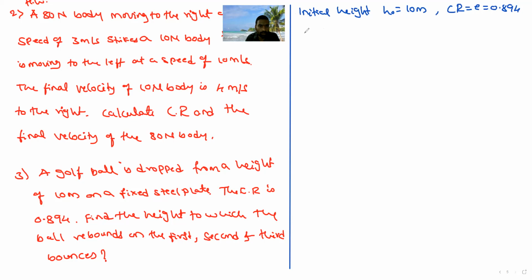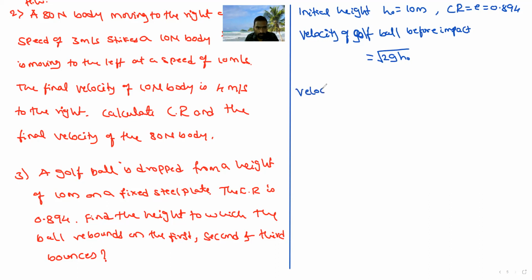Next, velocity of the golf ball before impact. When a ball is dropped as a freely falling body, before touching the ground, what is the velocity? Under root of 2gh. So the velocity of the golf ball before the impact is equal to under root of 2g h0. I am taking h0 because it is the initial height.